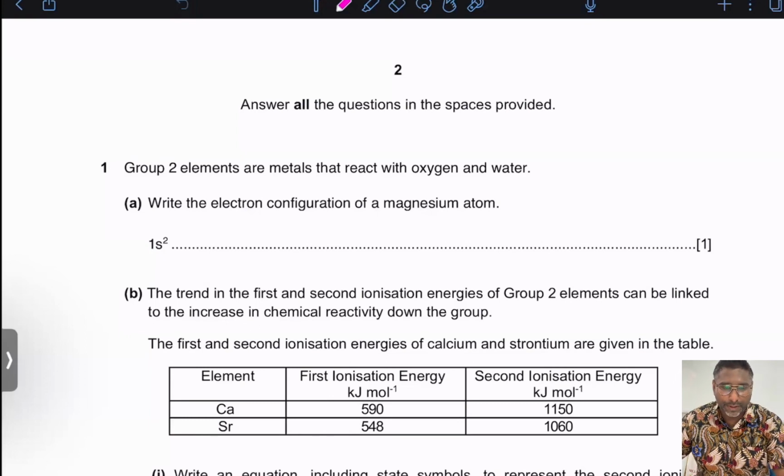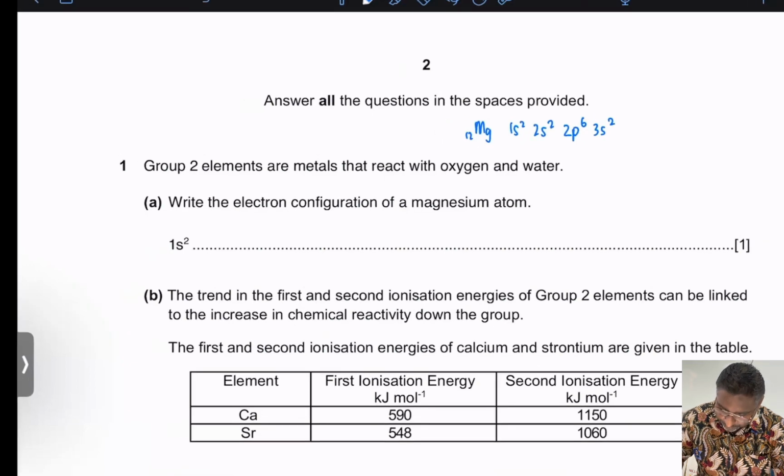Okay, so you see here, group 2 elements are metals that react with oxygen and water. Write the electronic configuration of magnesium atom. Quite simple, you refer to your periodic table. Magnesium is 12. So 1s2, 2s2, 2p6, that's already 10, and then 3s2, so 4, 10, 12.